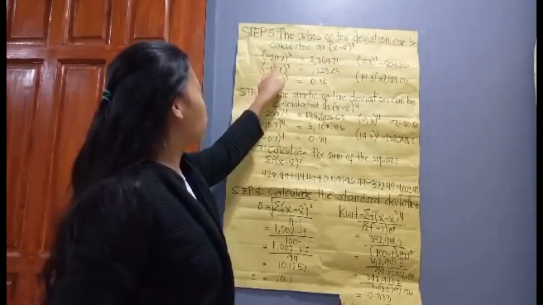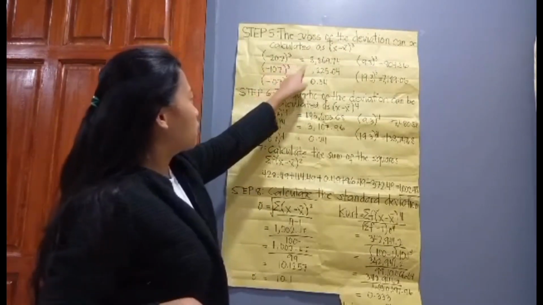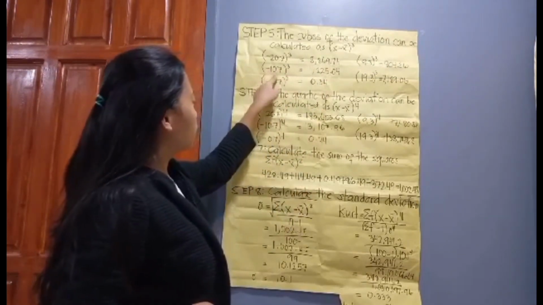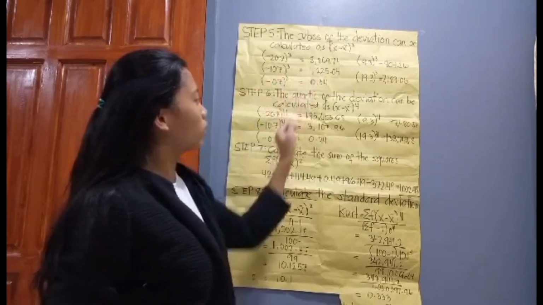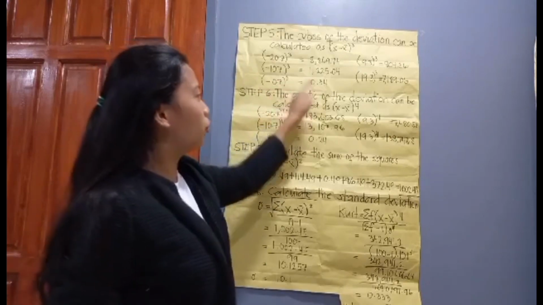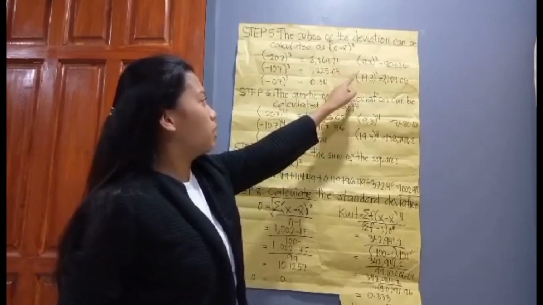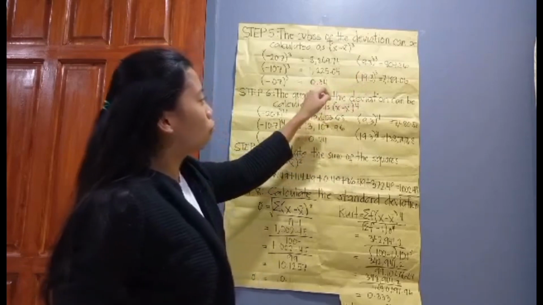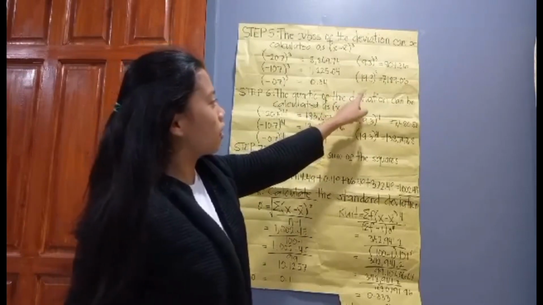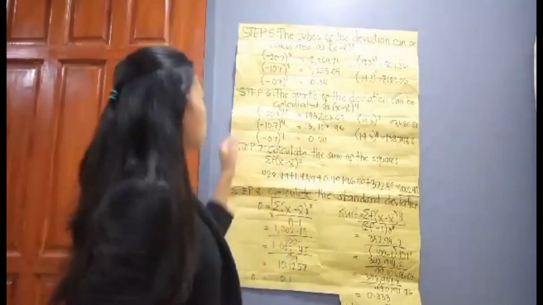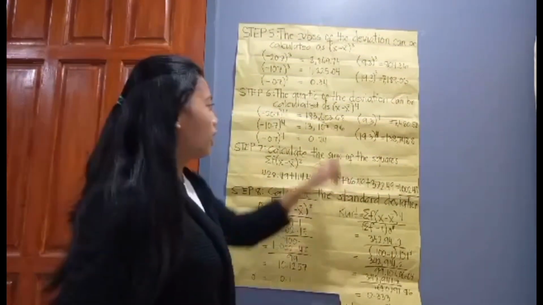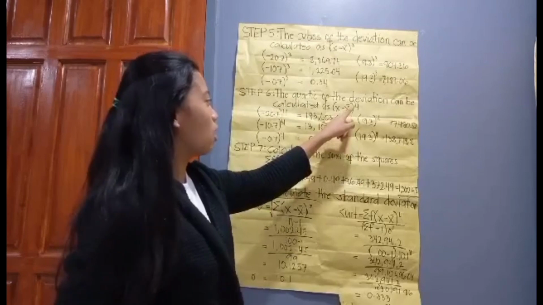In step 5, the cubes of the deviation can be calculated as x minus x bar, cubed. Negative 20.7 cubed is equal to negative 8,869.74. Negative 10.7 cubed is negative 1,225.4. Negative 0.7 cubed is equal to negative 0.34. 9.3 cubed is 804.36. 19.3 cubed is 7,189.6.